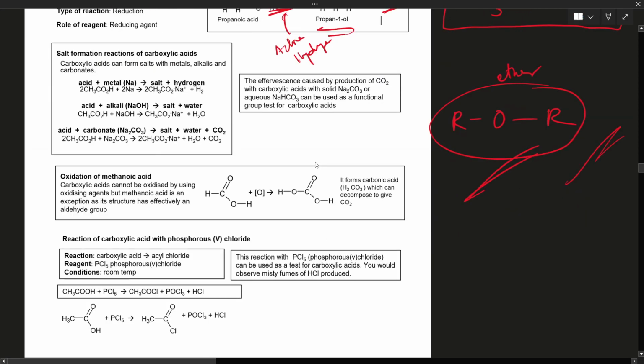Then again, we have salt formation reactions of carboxylic acid. Carboxylic acids can form salts with metals, alkalis, and carbonates. Again, these are three mini reactions you have to remember. Just remember the bold letter general form. You don't have to remember these examples, because if you can remember the general format, you can easily formulate the main reactions basically. You guys have seen this many times in AS as well as IGCSE.